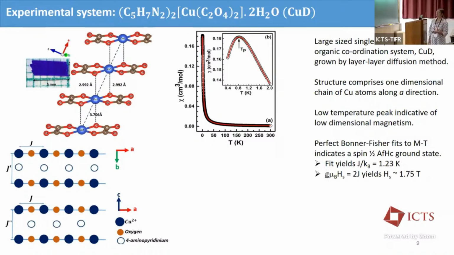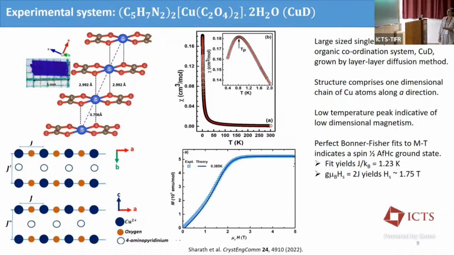From the fit, we were able to get J by Kb as 1.23 Kelvin and a corresponding saturation field of around 1.75 Tesla. So you see that you have a very good and a very low value of saturation field, which makes it possible for us to probe the other side of the phase diagram very well.